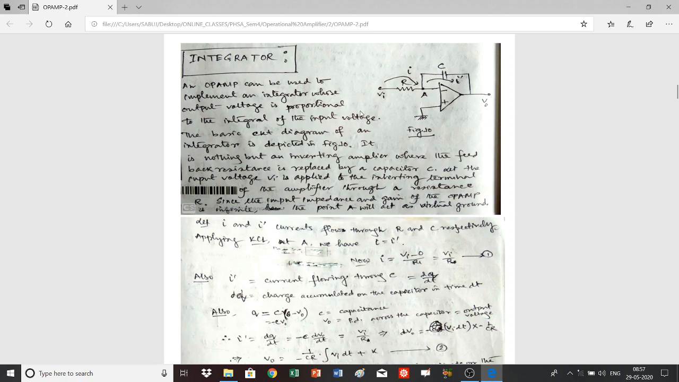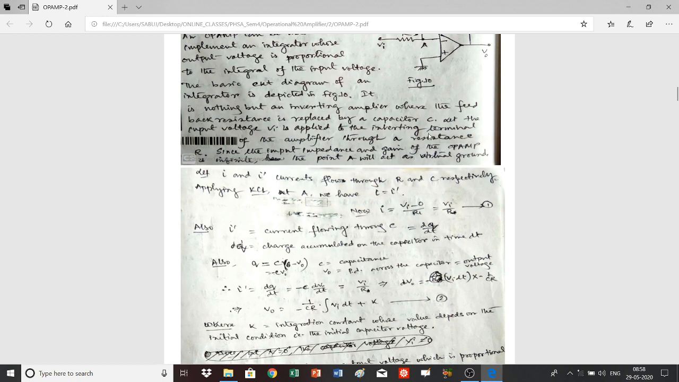Now let us calculate the value of this current I, which can be found from the potential difference between this point and this point divided by the resistance R. So I is nothing but Vi minus 0, as it is a virtual ground, divided by R, that is equal to Vi by R.